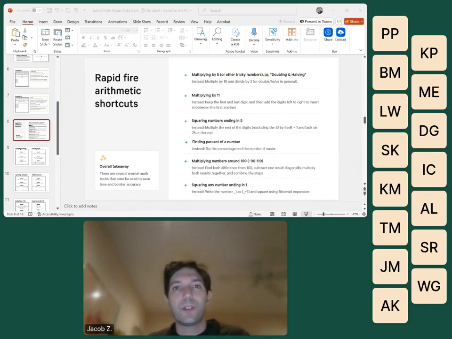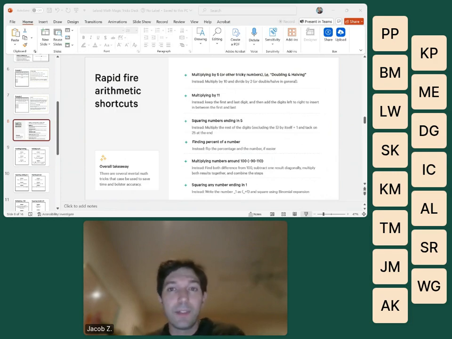So I have 6 of these shortcuts here. One, you can call it multiplying by 5. Sometimes we can call it doubling or halving because you could use this with other numbers besides 5. But for 5 in particular, instead multiply by 10 and divide by 2. We'll go through examples of all of these.